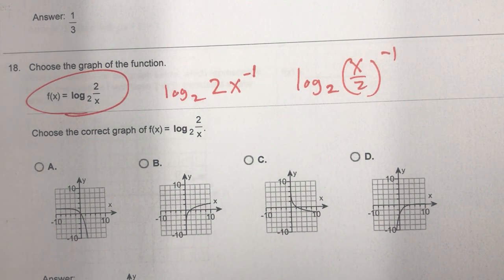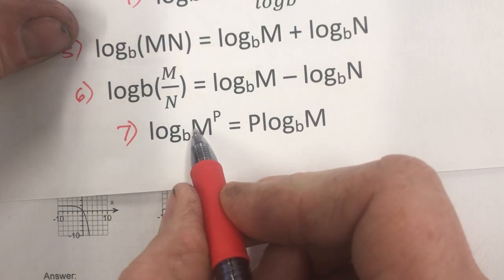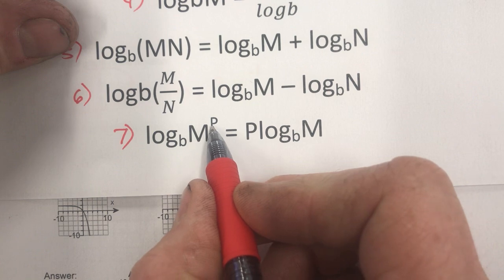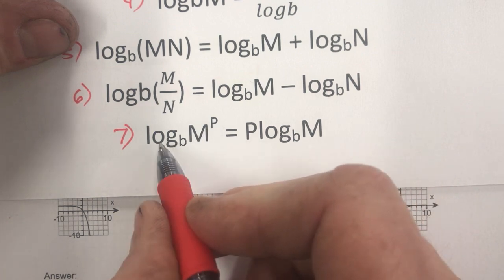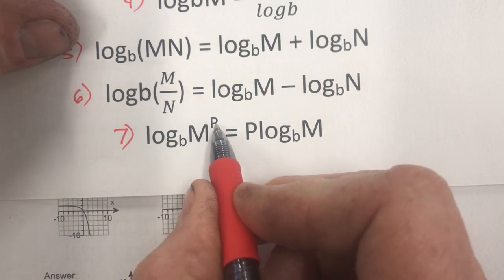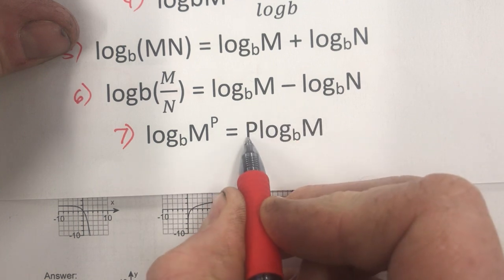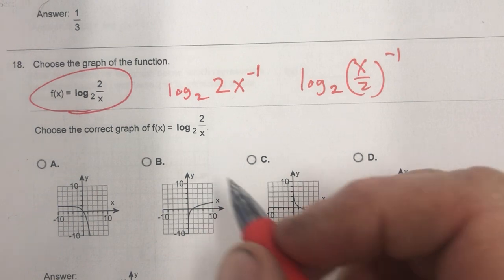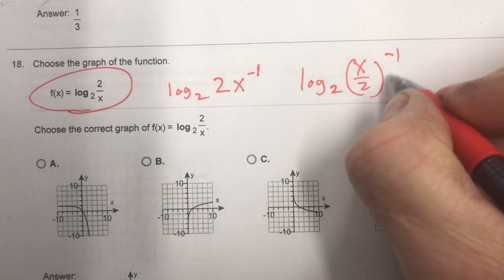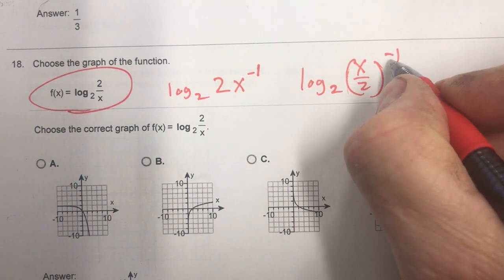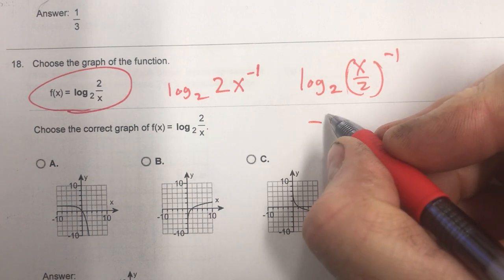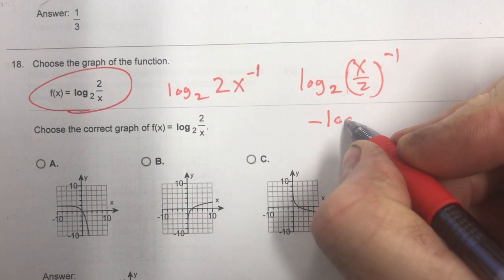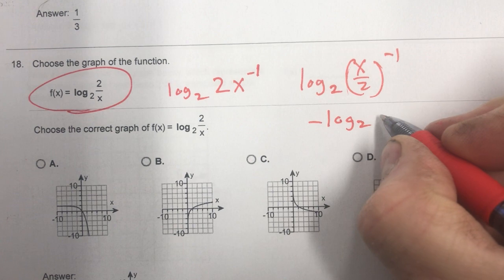Here it is. Okay, if I go back to this one right here, number 7. See, when I have an exponent on the argument of the log, I can move the exponent out front as a multiplier. Number 7 here. So that's what I'm going to do here. See, if I got this negative 1 exponent on the argument, I can put the negative 1 out front, which is just negative.